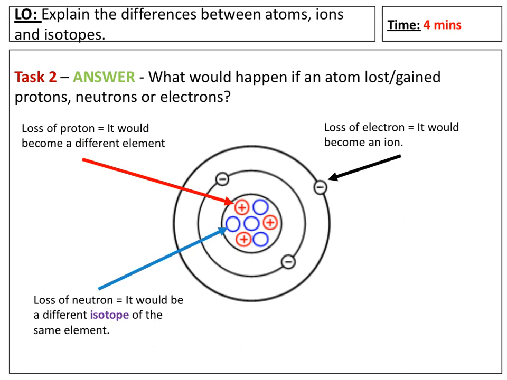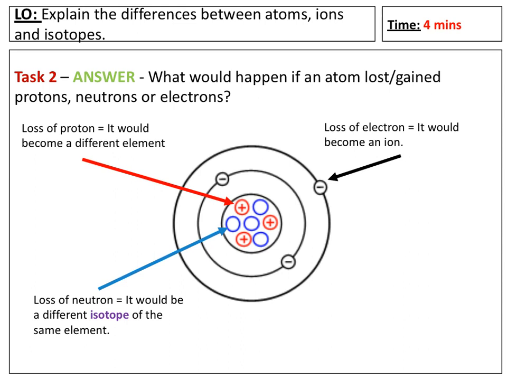And here we go, here's the answers. What defines an element is how many protons it has. So if you lost or gained a proton, you would become a different element. If you were lithium, proton number 3, and you gained another proton, you would have 4 protons and you'd become beryllium. If you were lithium with 3 protons and you lost a proton, you would become helium.